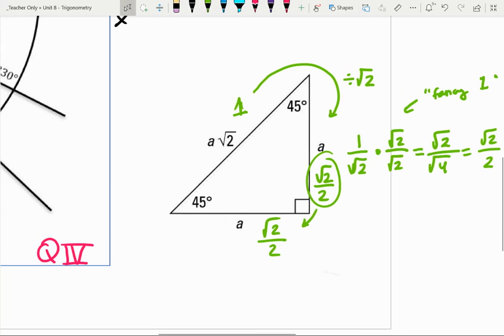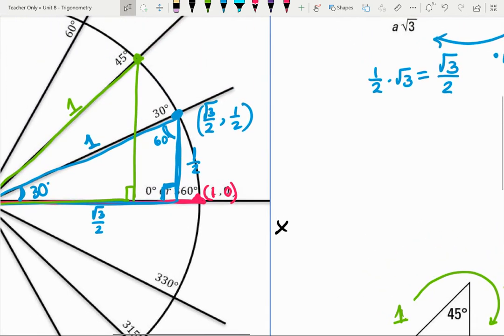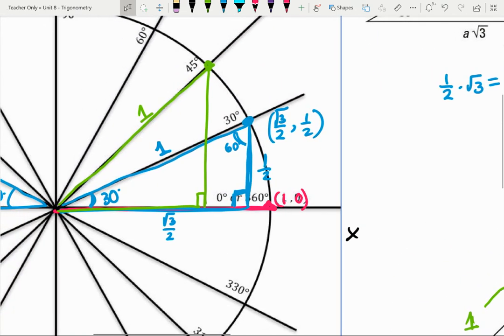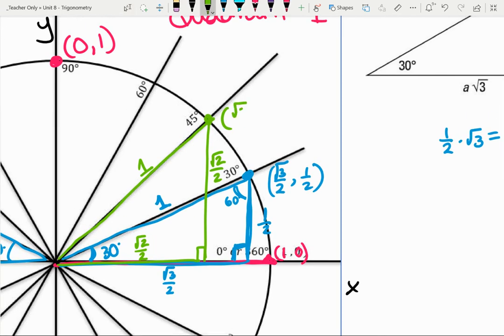If we know the length of one leg, we know the length of the other in a 45, 45, 90. So that puts us in a good spot. That means that this horizontal distance is square root 2 over 2. The vertical distance is square root 2 over 2. And that means that this coordinate point is also square root 2 over 2 for both the x and the y values.